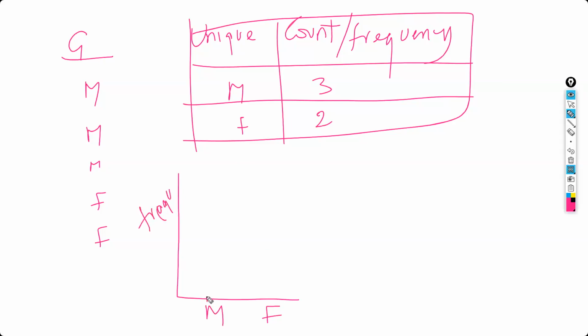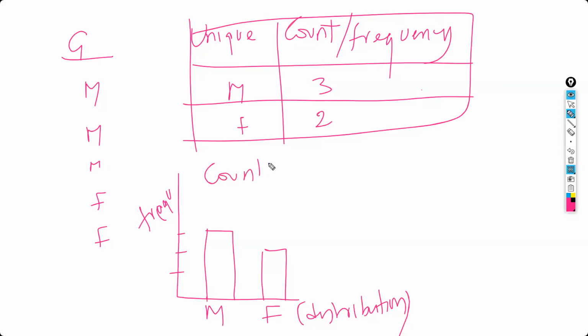That is males. How many males are there? 3 are there. 1, 2, 3. A height of 3, I am going to draw 1 bar. With a height of 2, I will draw 1 more bar. And this is called as frequency distribution. X-axis is distribution. Y-axis is frequency. If you combine both of them, it is called as frequency distribution. This is frequency table. This is frequency distribution. And this plot is called as count plot. It is going to represent the count of each category.